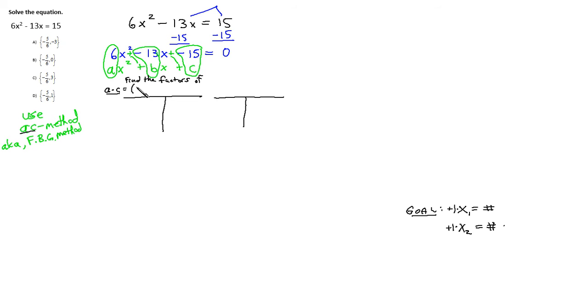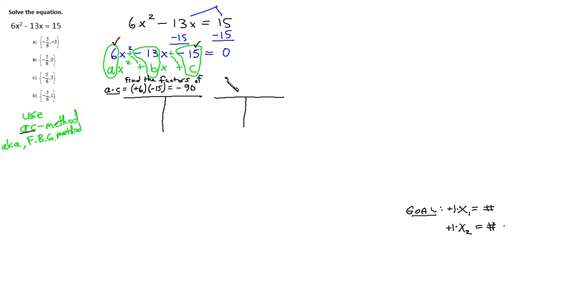All right, A is positive 6 that we see, right? And C is negative 15. Positive 6 times negative 15. To make sure that I don't make a mistake, I'm going to go to my calculator. Positive times negative makes negative, and then 6 times 15 makes 90. So we have negative 90. We're looking for the factors of negative 90 in the first table.